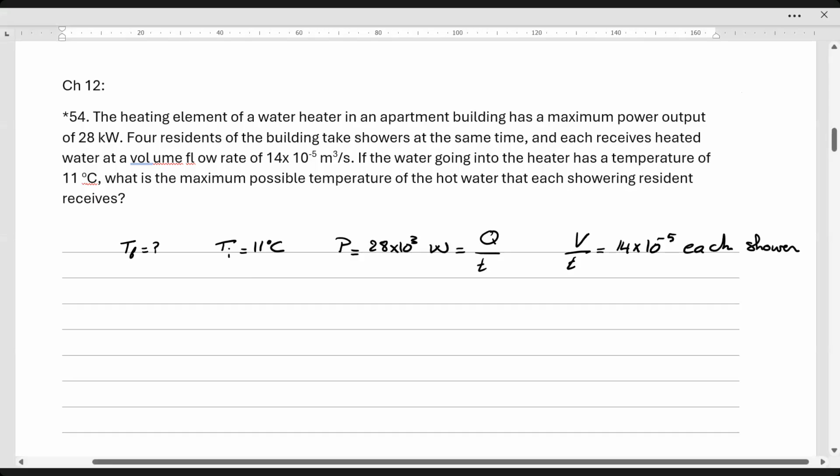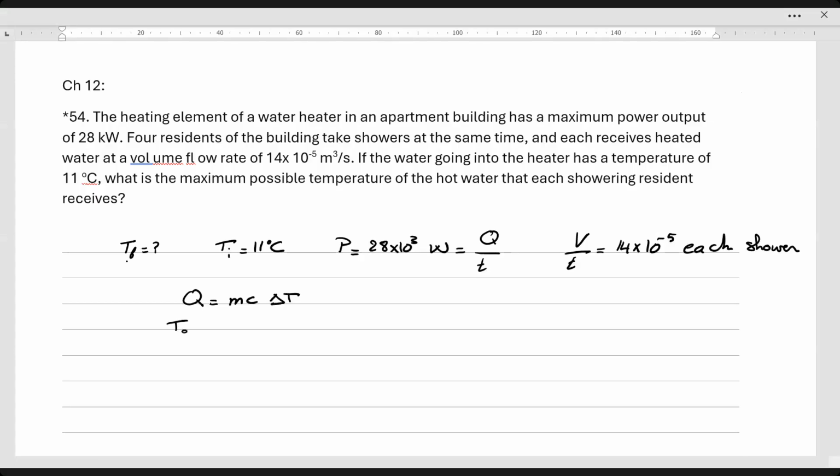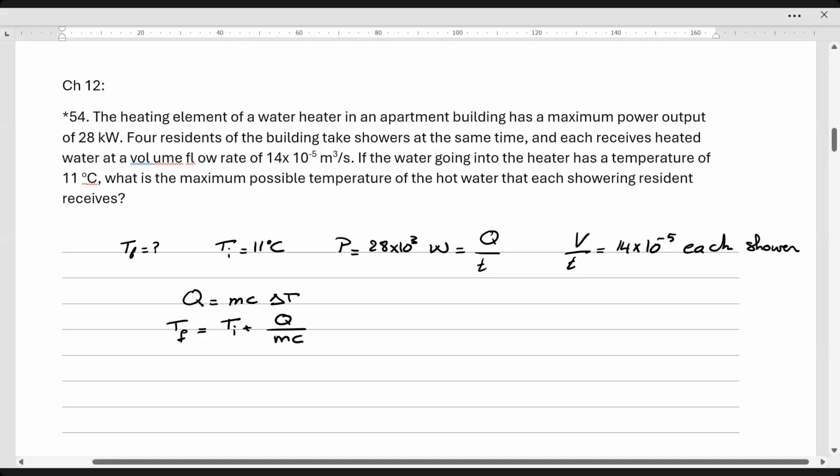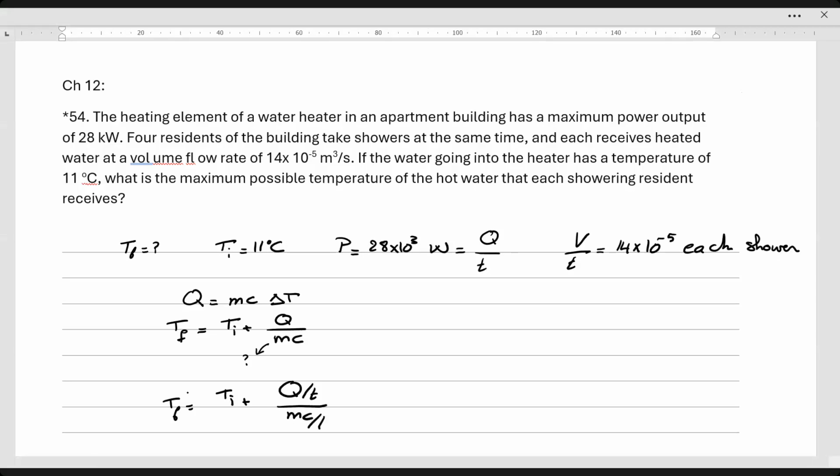So we want the temperature. I can use easily the formula for the heat energy and how it is associated with a change in temperature. If I rearrange this for the final temperature, I will have T initial plus Q over mC. Now, I don't have the mass, and I don't have Q itself. I have Q over T. So what I will do is divide by T in the numerator and denominator of my equation.